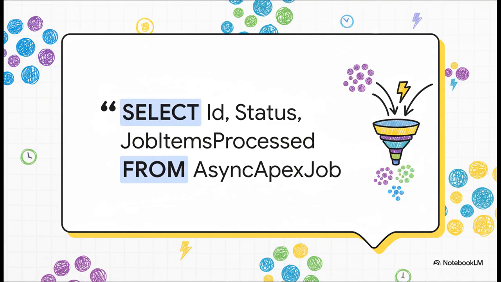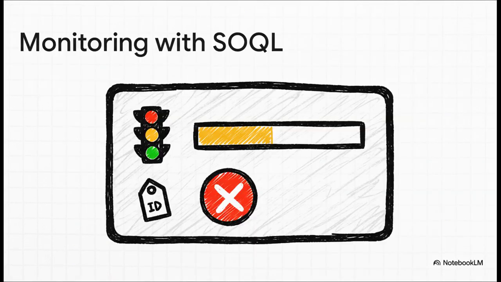And because it's just a regular Salesforce object, you know what that means. You can query it with SOQL. A super simple query, just like the one on screen, can tell you everything you need to know: the job's ID, its status, and, this is the cool part, how many items it's already processed. So with just that one query, you basically get a live dashboard. You can see if a job is waiting in the queue, if it's actively processing, or if it's completed successfully. You can track its progress in real time, and, importantly, if something's gone wrong or you need to stop it, you can even abort the job.